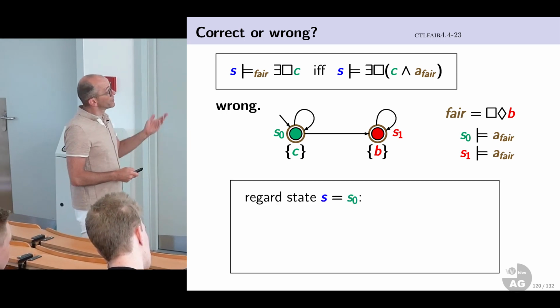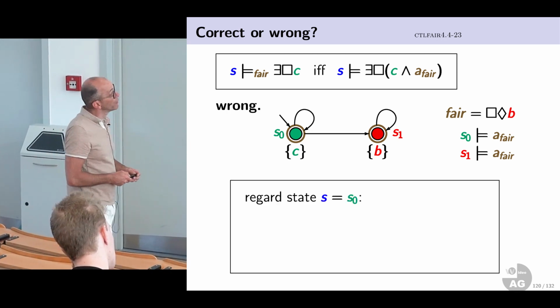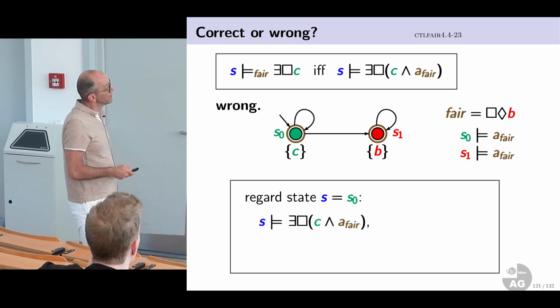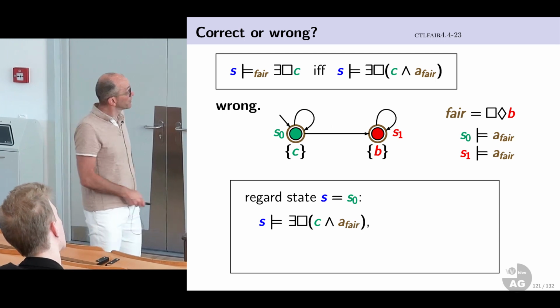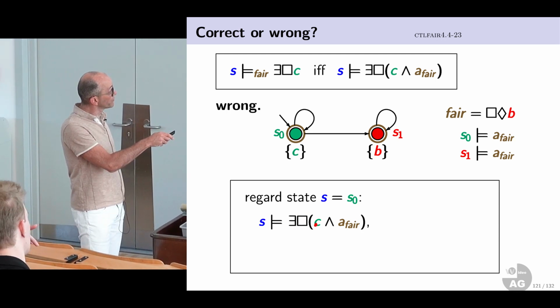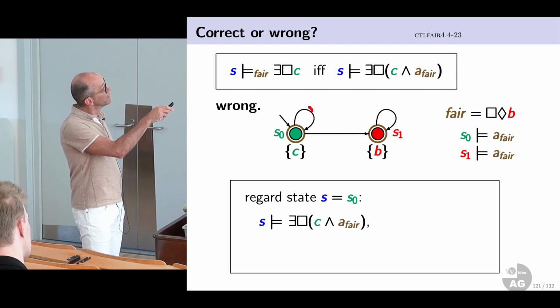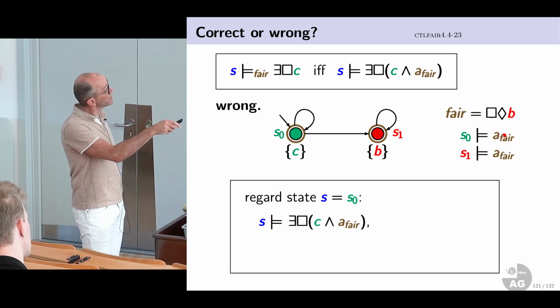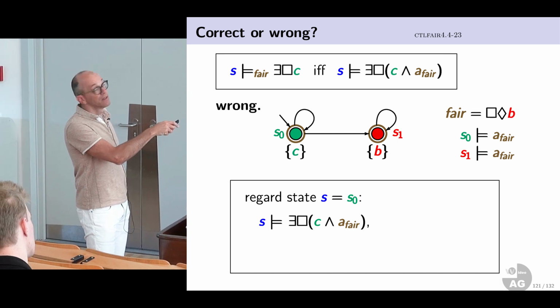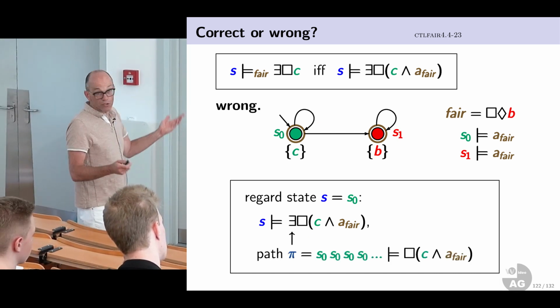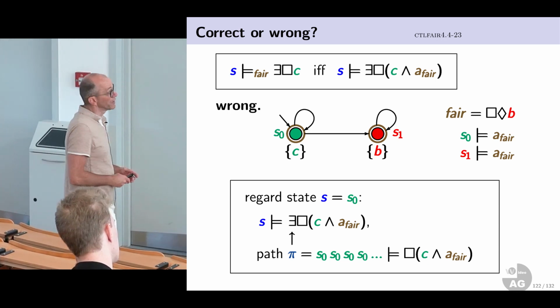Good. So take this state as S0 and now look at particularly the behavior that you stay in that state. So that state S satisfies there exists a path which is always satisfying C and A fair, because for instance you can stay here. This state is A fair, right, and it satisfies C. So definitely this is a statement which is true, because we can take the self loop. That's what is stated here.